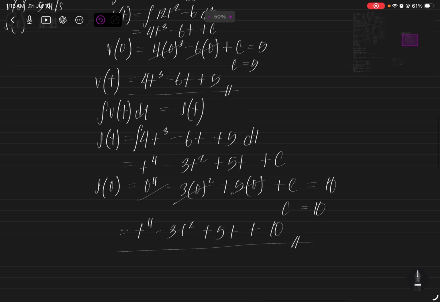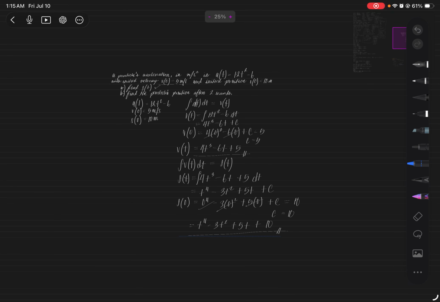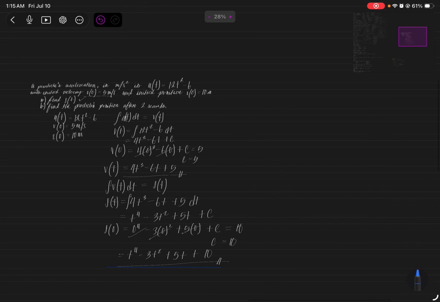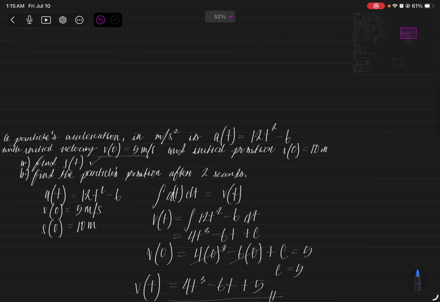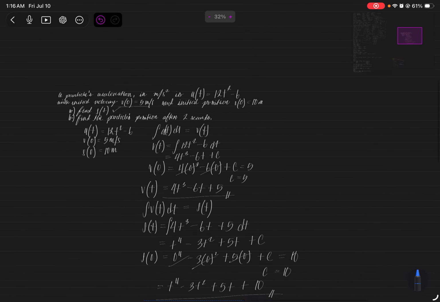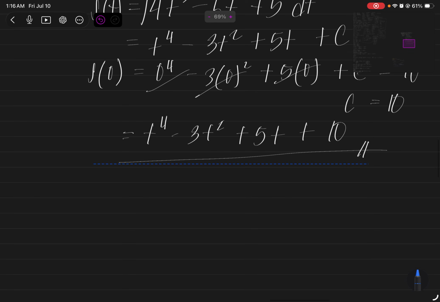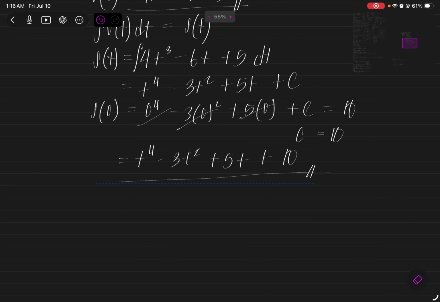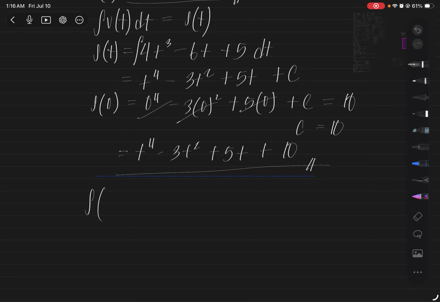So this is the final value for s of t, which is the equation for the position. Now, we're not done yet since we need to find the particle's position after 2 seconds. So we could just substitute it. So 2 raised to 4 minus 3 times 2 raised to 2 plus 5 times 2 plus 10.